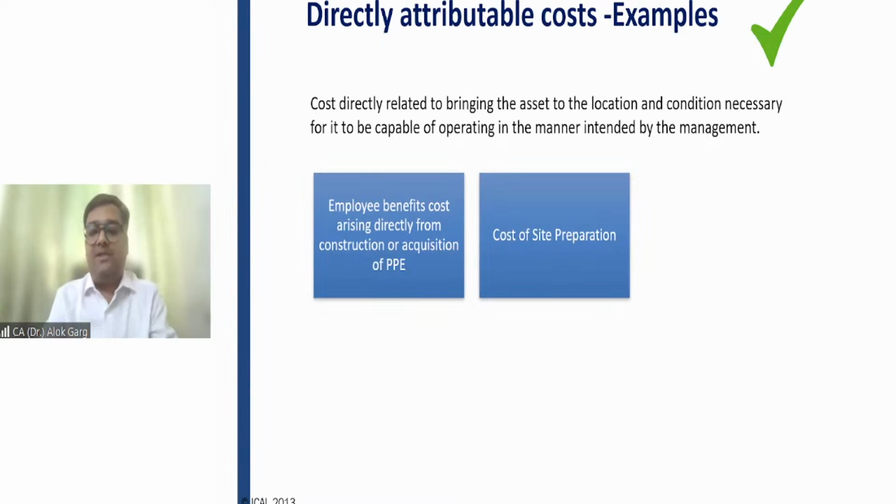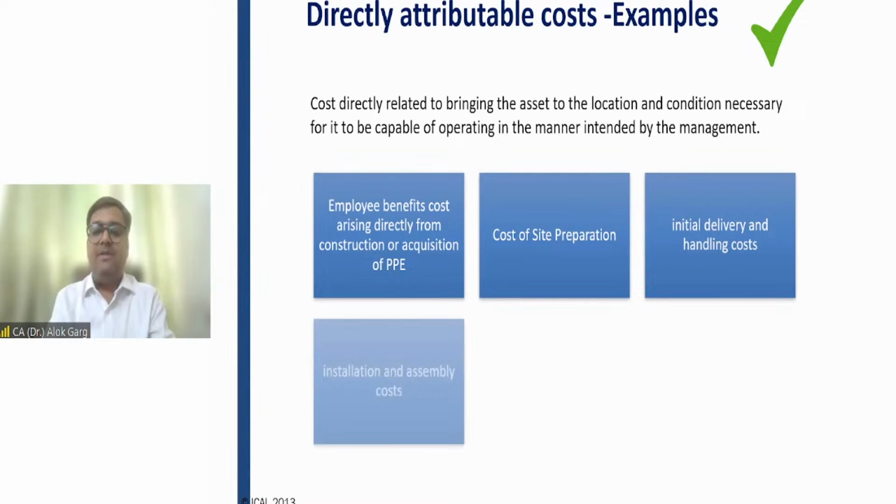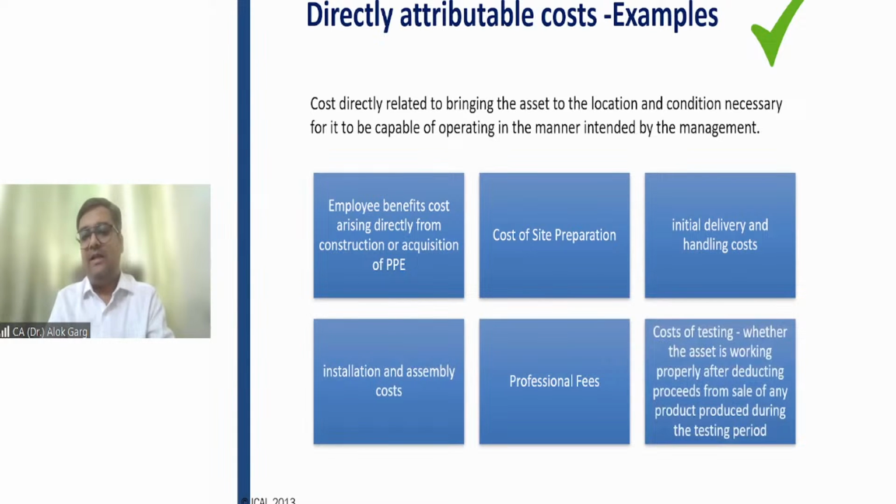Cost of site preparation. The company is doing some excavation. The company is putting some civil work. The company is creating a platform for the installation of the machineries. So these will be capitalized. Initial delivery and handling cost, right? When the machine was brought in, there is a transportation cost, delivery cost, installation cost. It is a directly attributable cost.